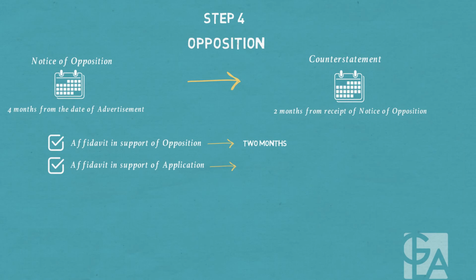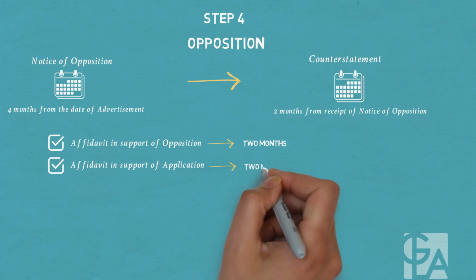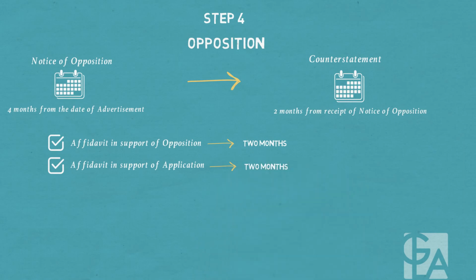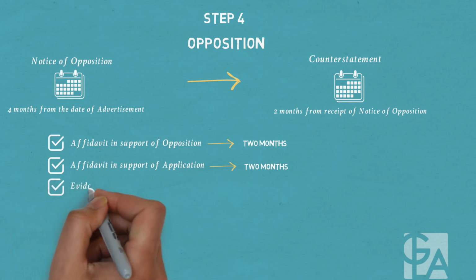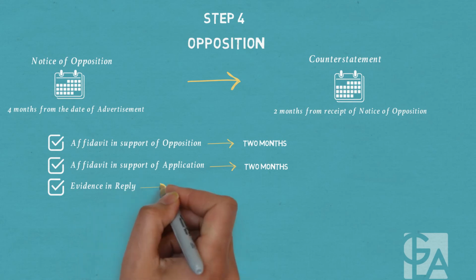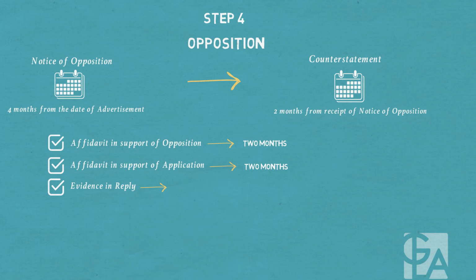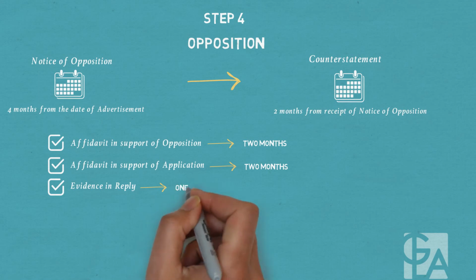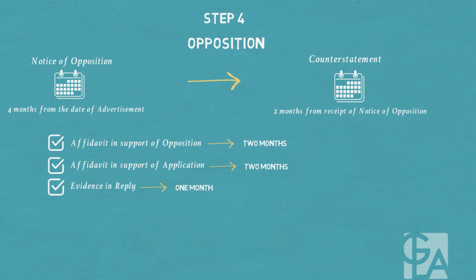The applicant also has an option of waiving to submit any evidence and can rely on the counter statement alone. Within 1 month of receiving the evidence or intimation of waiver by the applicant, the opponent again has the option to adduce more evidence in support of his opposition.